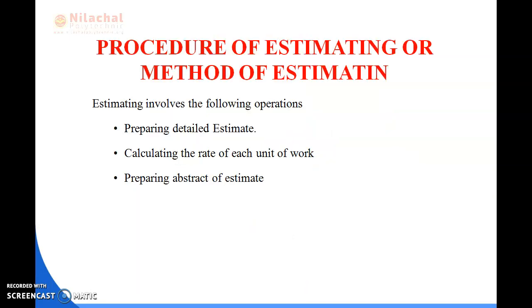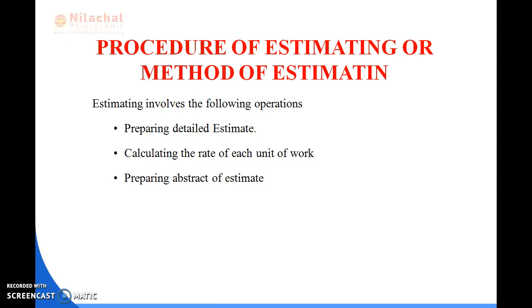Then we discuss the procedure of estimating, or method of estimation. Estimating involves the following operations. Preparing a detailed estimate. First of all, prepare the detailed estimate. What do we mean by a detailed estimate? The preparation of a detailed estimate consists of working out the quantity of various items of work and then determining the cost of each item. This is prepared in two steps.